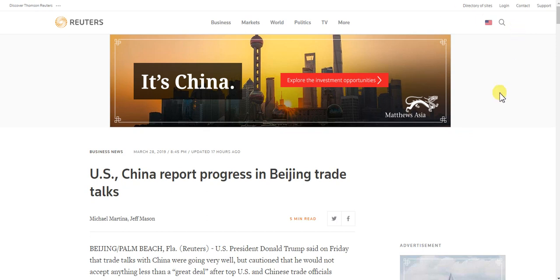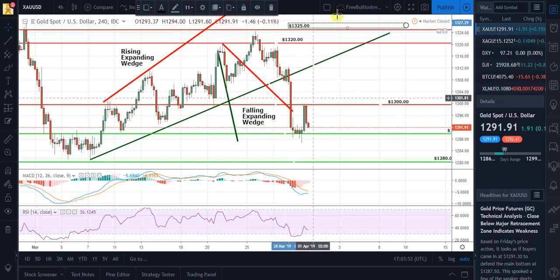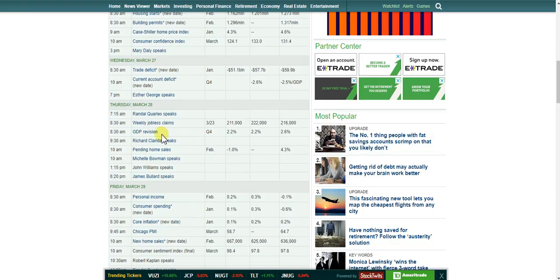China and U.S. were making progress in their trade talks. And we also heard that the vice president of China will be coming back to the U.S. for more trade talks next week. So that helped the price of gold to fall in price. And we heard that the GDP was revised down to 2.2% from last week's 2.6%.